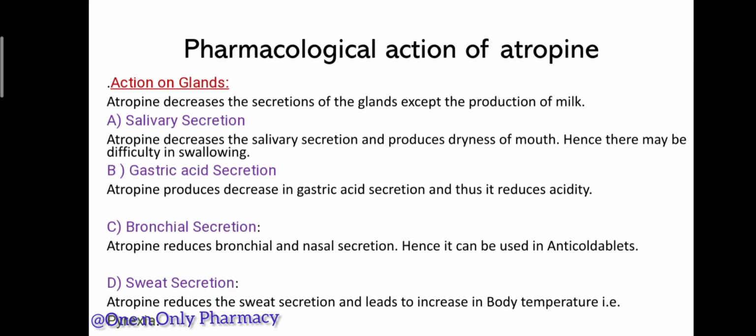Hence, there may be difficulty in swallowing. Second, gastric acid secretion: atropine decreases gastric acid secretion and thus reduces acidity. Bronchial secretion: atropine reduces bronchial and nasal secretion, hence it can be used in anti-cold tablets. Last, sweat secretion: atropine reduces sweat secretion and leads to an increase in body temperature, that is pyrexia. Pyrexia means body temperature higher than normal. These are the pharmacological actions of atropine on glands.